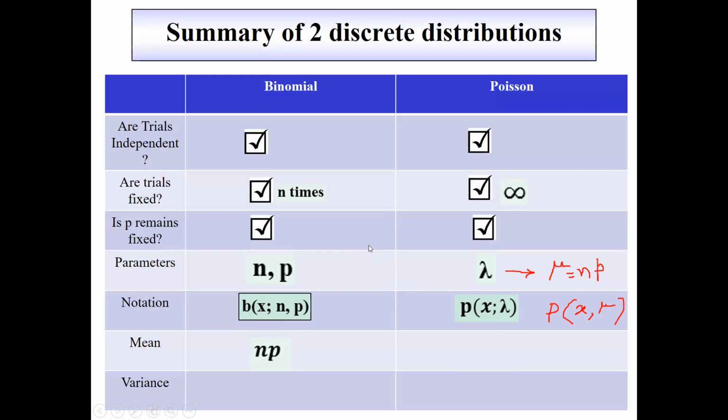Mean of the distribution is NP, the mean of the Poisson distribution is lambda or mu, the variance is NPQ, the variance is lambda. So one of the important characteristics of Poisson distribution is that mean and the variance are the same in case of Poisson distribution. The mean is equal to the variance, which is a very important characteristic of Poisson distribution.